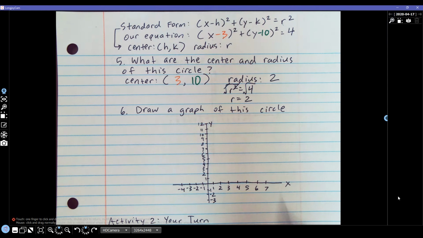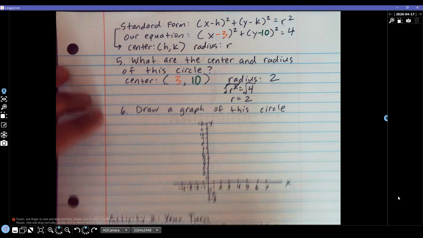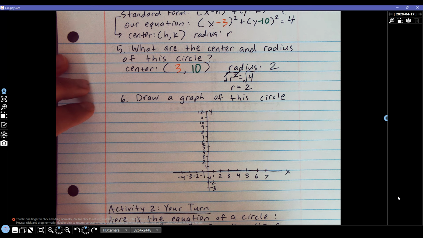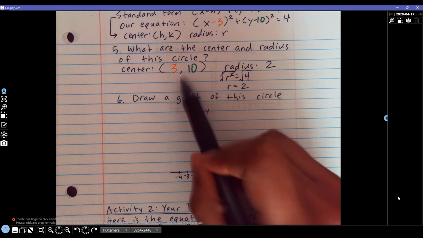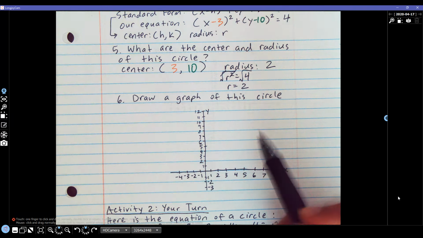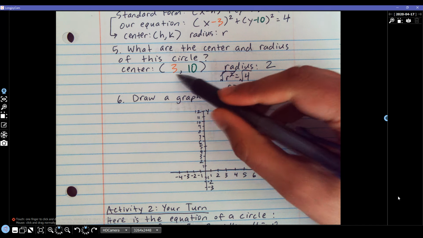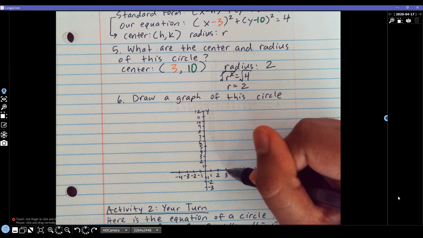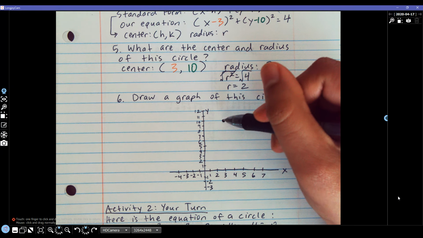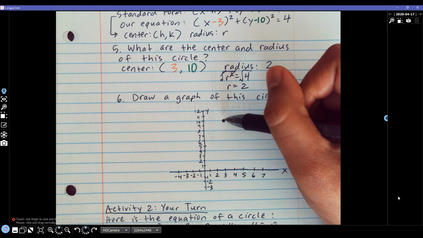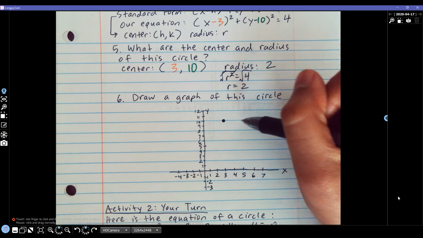So now question 6 is asking us to draw a graph of this circle. So all we really do here is plot the points of our center and then use the radius to draw the other points of the circle. So let's go to 3, 10. That is 3 on my x-axis and then going up 10 to my y-axis, so that'll take me right about here. So that's our center. I know my radius is 2, so that means that in every direction, whether I'm going top, bottom, left, right, I need to count 2 to create my circle.